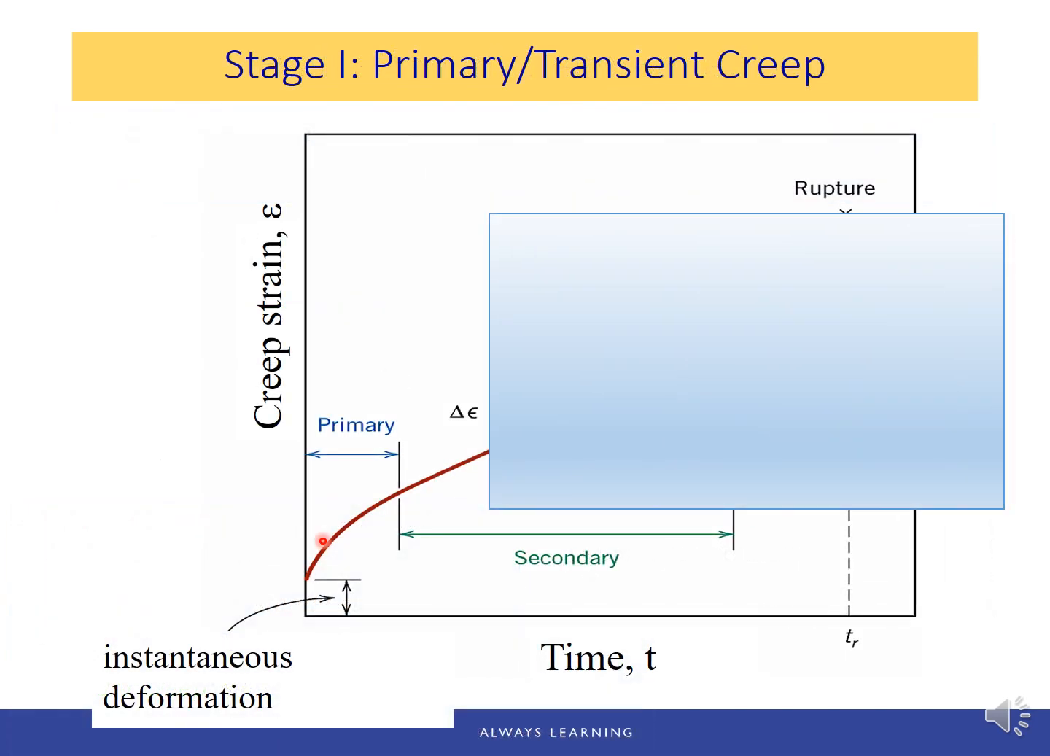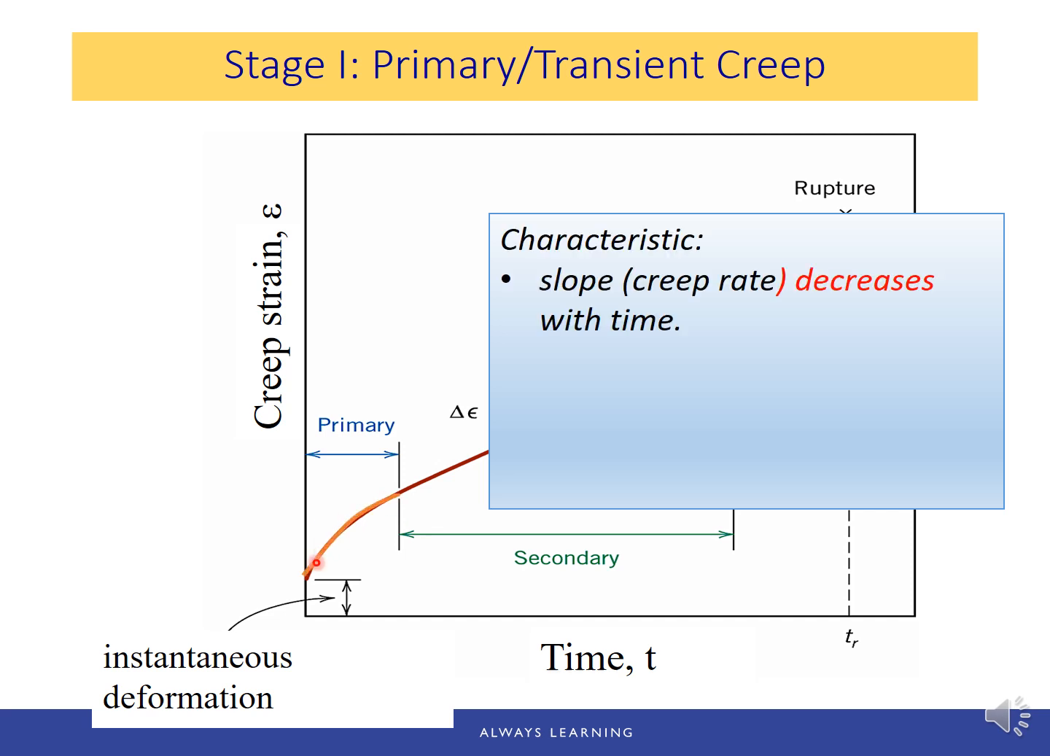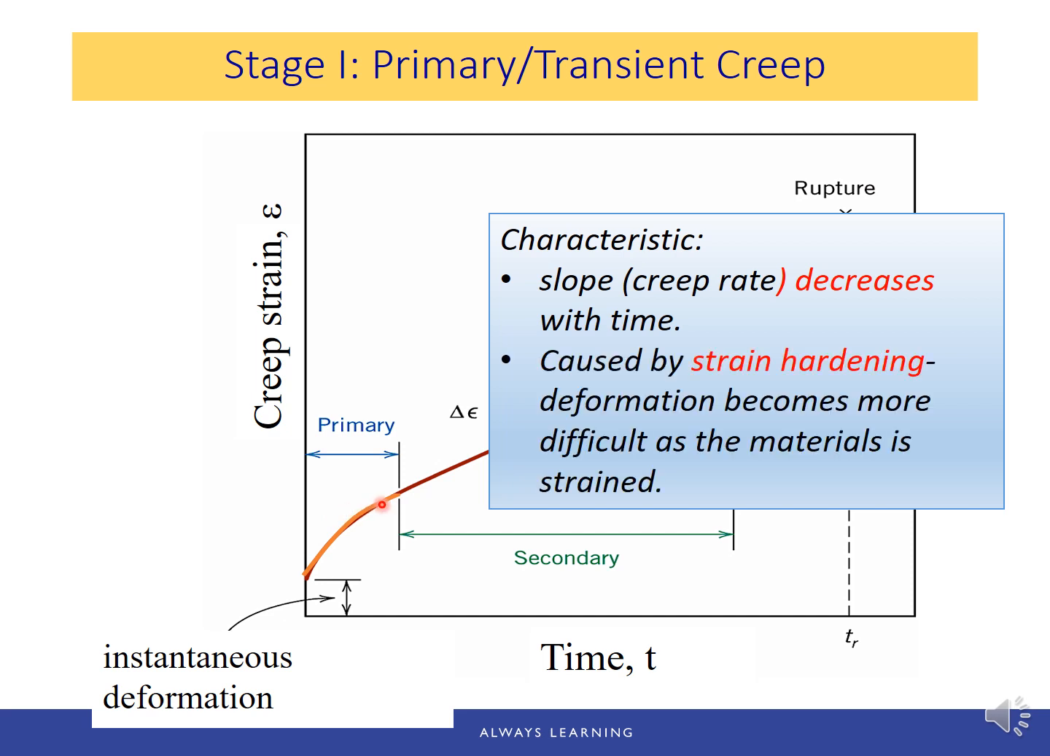Let's take a look at stage 1, the primary creep stage. During this stage, the slope or creep rate decreases with time. And this is caused by strain hardening, meaning the deformation becomes more difficult as the material is strained. It is the same idea as cold working, because cold working or strain hardening will increase the density of dislocations. Therefore, the dislocations will hinder the movement of each other, making plastic deformation more difficult to happen.